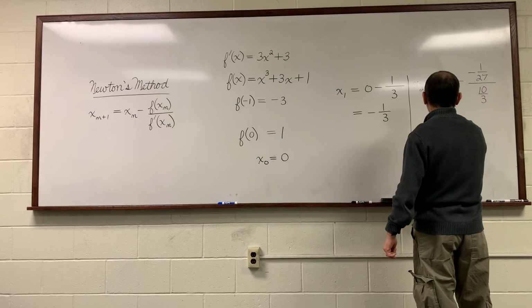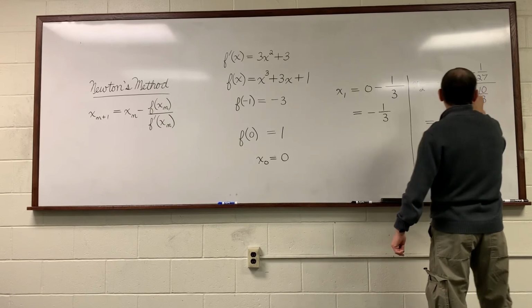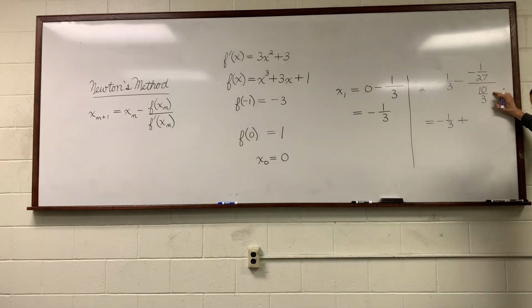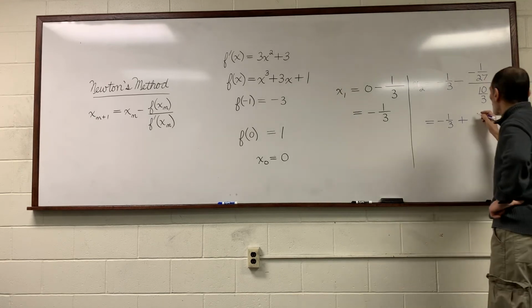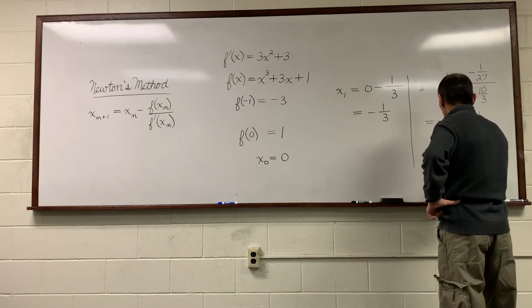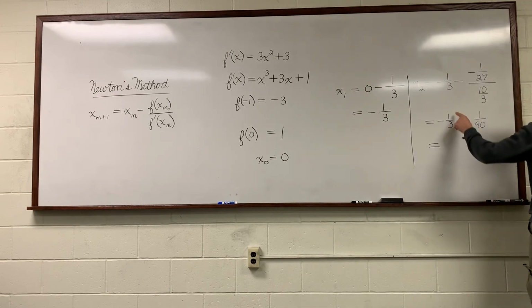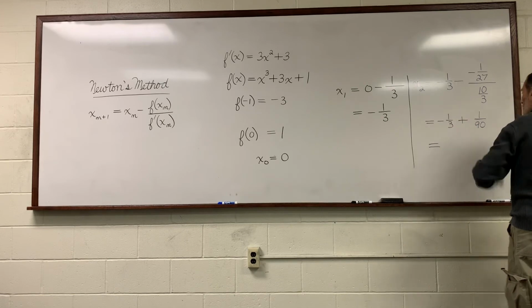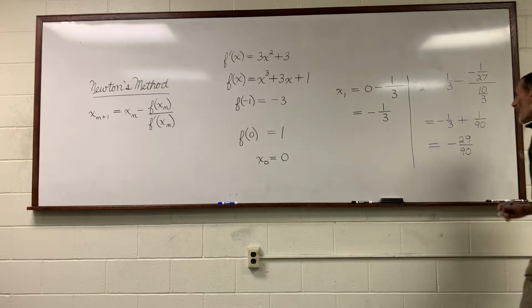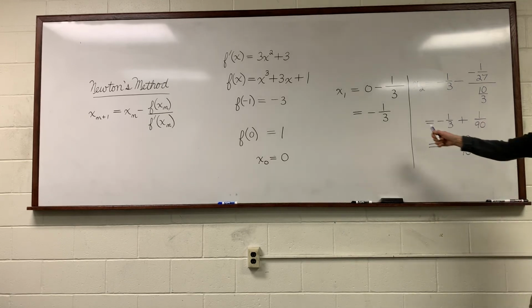Well, what do we have here? We have negative 1/3 minus minus is plus. Well, 1 over 27 divided by 10 over 3 is 3 over 270, so what we have here is 1 over 90. One-third is 30 over 90, so negative 30 plus 1 is negative 29 over 90. And that is our x sub 2. That will be closer to the root than that.